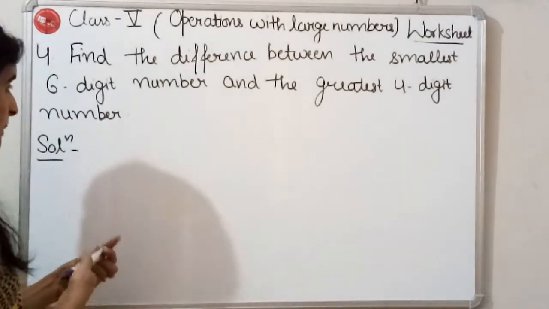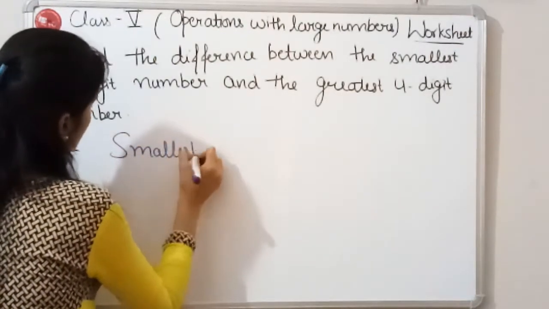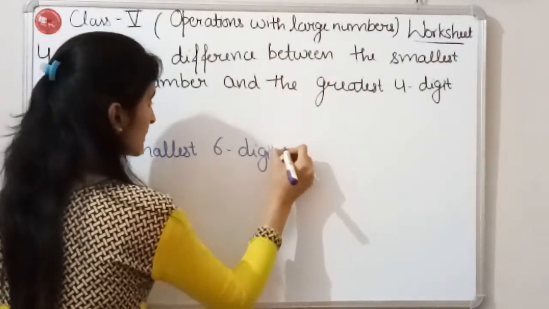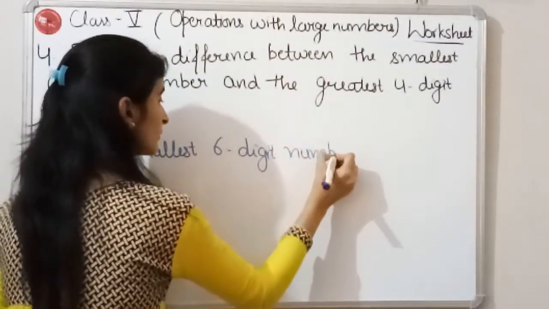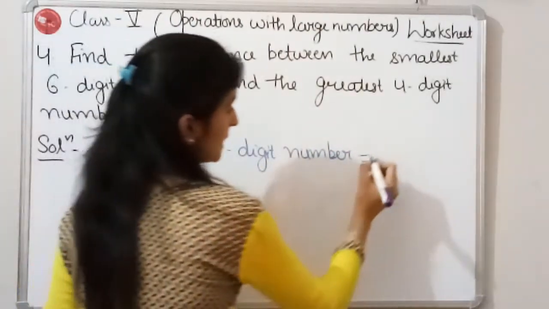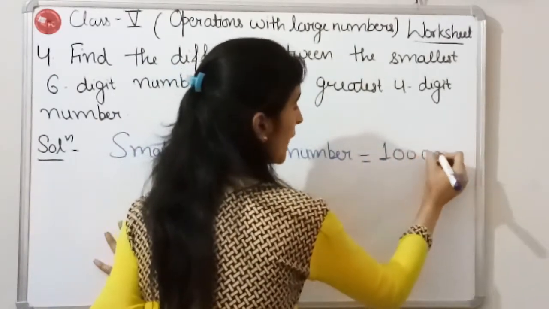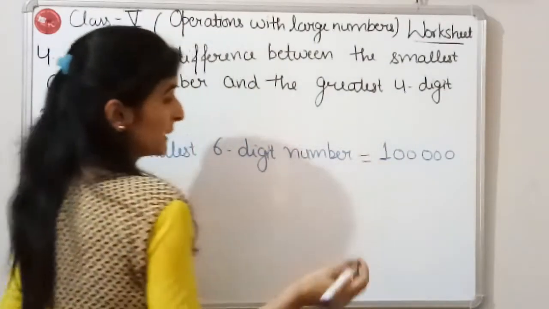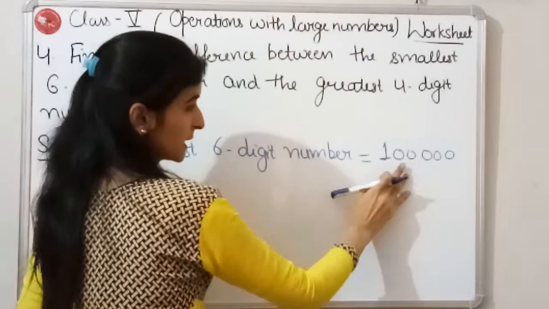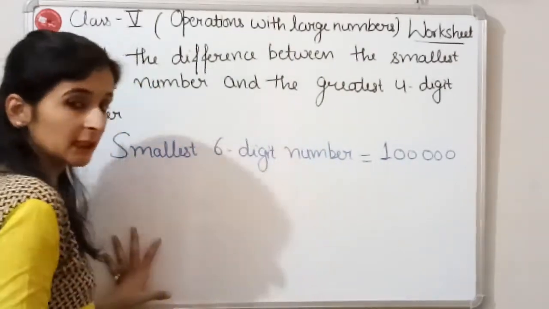Fine. So firstly we must know that what is the smallest 6-digit number. Yes, can anybody tell me what is the smallest 6-digit number? Smallest 6-digit number is, yes, 1 and then 5 zeros. It means 1 lakh. 1s, 10s, 100s, 1000s, 10,000s, lakh. So 1 lakh is the smallest 6-digit number.